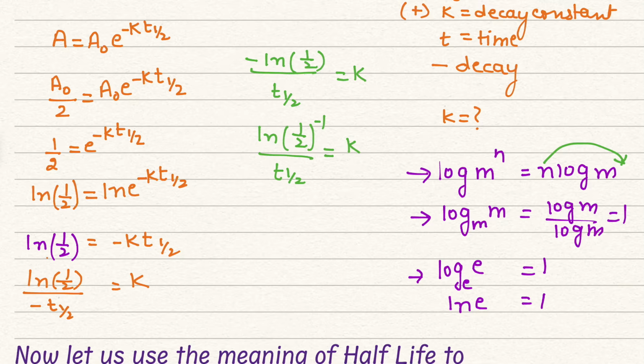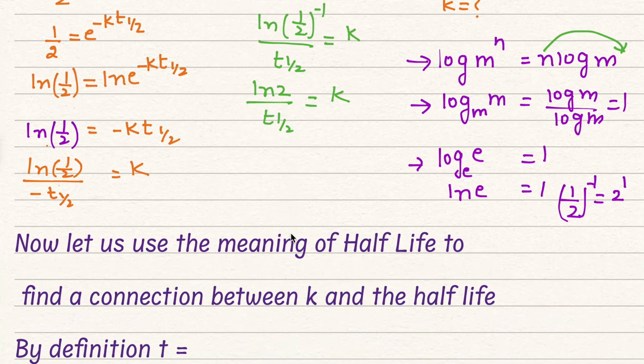Now, if we see the very basic property of exponents, the negative exponent rule: if 1 by 2 has a power of negative 1, then if we reciprocate, the sign of the power changes. So that means it is natural log of 2 over the half-life period of a certain substance is equal to k. It's a formula for the value of the decay constant, k. For example, if you have a question where you have to find the decay constant, you can apply this formula directly.